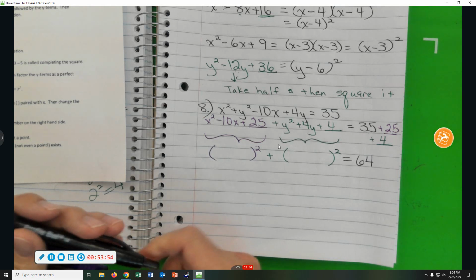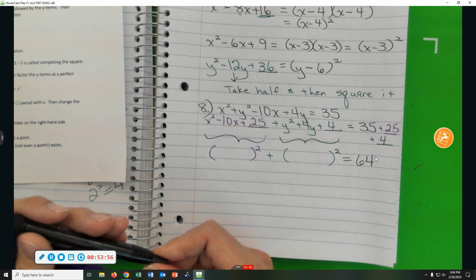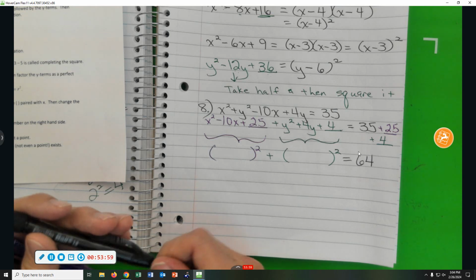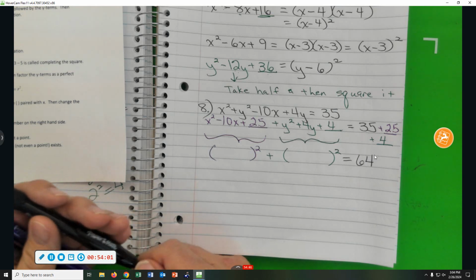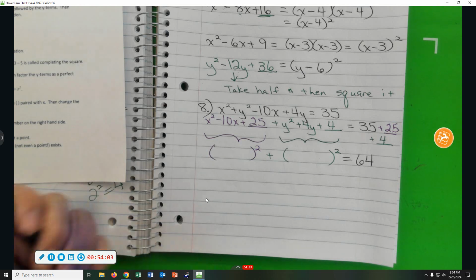At this point, you can tell me, what's the radius of this circle going to be? You're going to have to change the sign, and then square root. So what's it going to be? 8. Yeah. Let's put it here.